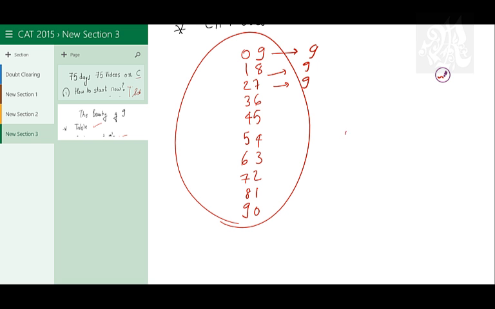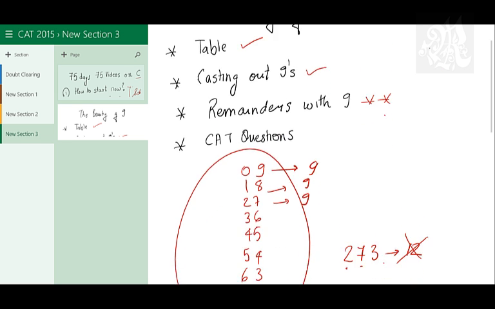So you want to check whether a number is a multiple of 9. For example, 273 is not a multiple of 9 precisely because its digits add to 12, which is not a multiple of 9. And that's how this functions. So let's take it forward. What else can be in 9? Let's talk about casting out 9s.